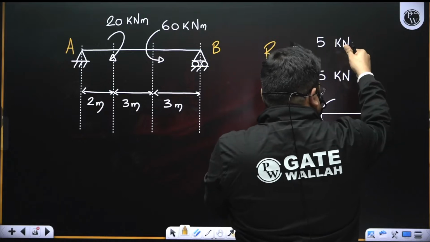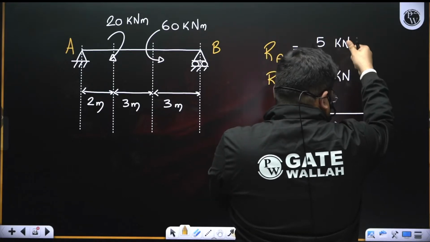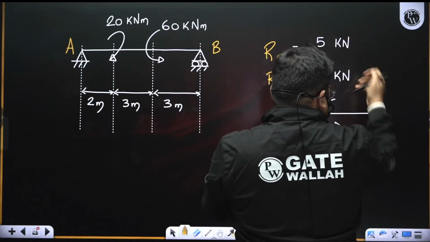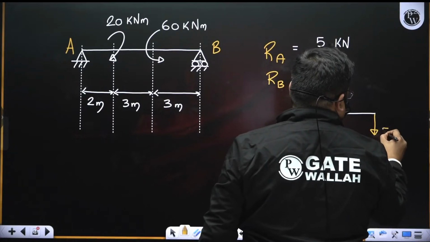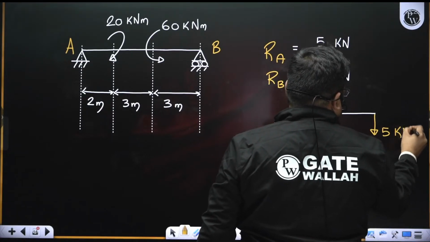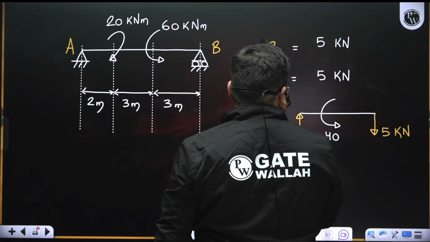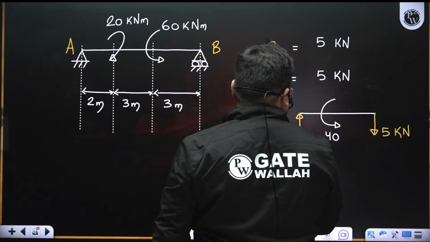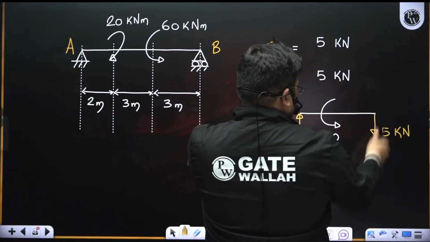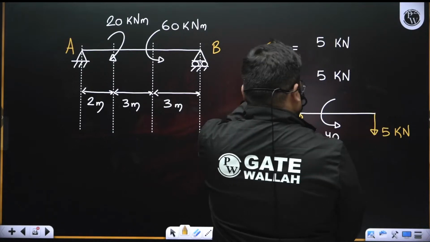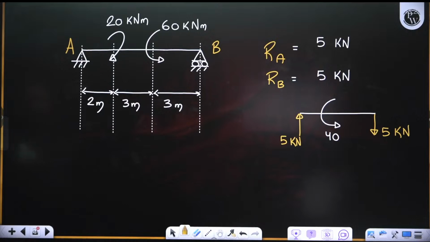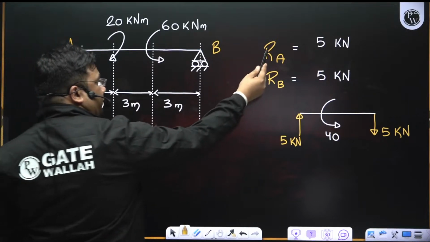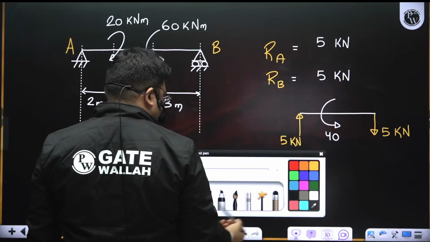So the reactions have to be such that they are opposite to that. So here the reaction will be downward, and here the reaction will be upward. Then this will generate an opposite moment, right? So if they ask you the reaction, we can find out the value, and also the direction.